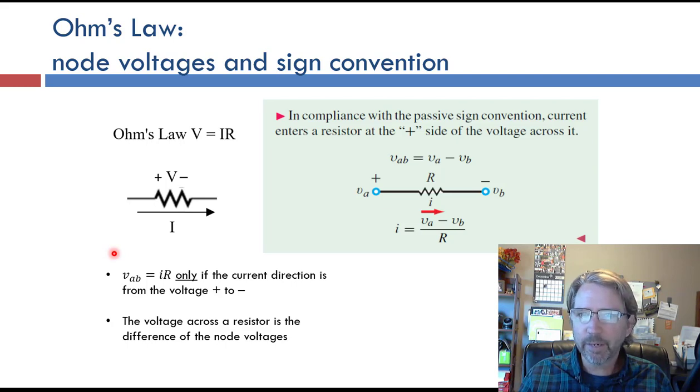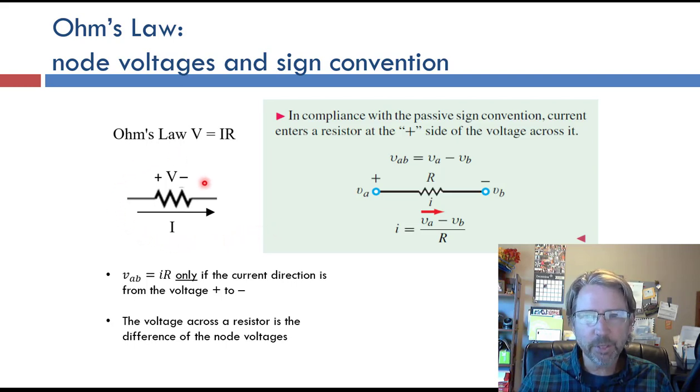And we have to be very careful with the sign convention, because current has a direction, shown with an arrow, and voltage has a polarity, shown with a plus and a minus. And Ohm's Law is V equals IR only if the current goes from plus to minus. That's our passive sign convention, if you remember from earlier lectures.